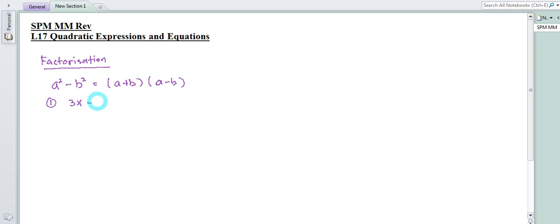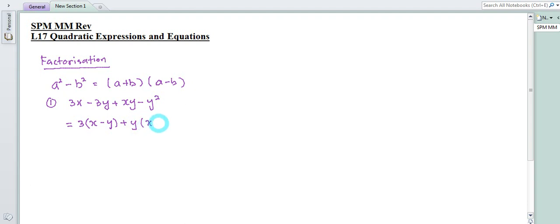3x negative 3y, so plus xy minus y squared. Okay, we need to factorize this expression completely. Okay, so what can I do for these two parts is they have the 3, so I bring the 3 out, factorize the 3 out, then I left x inside, negative y, right? Okay, so this I put a plus here.